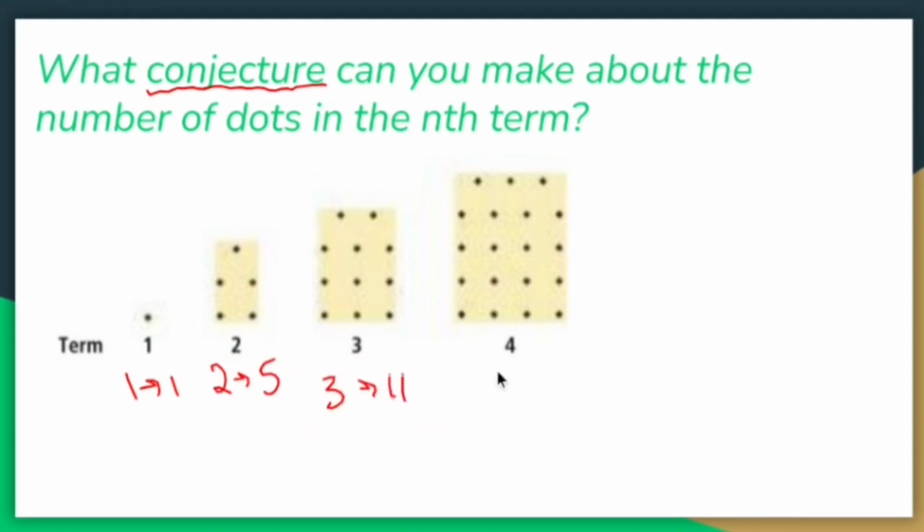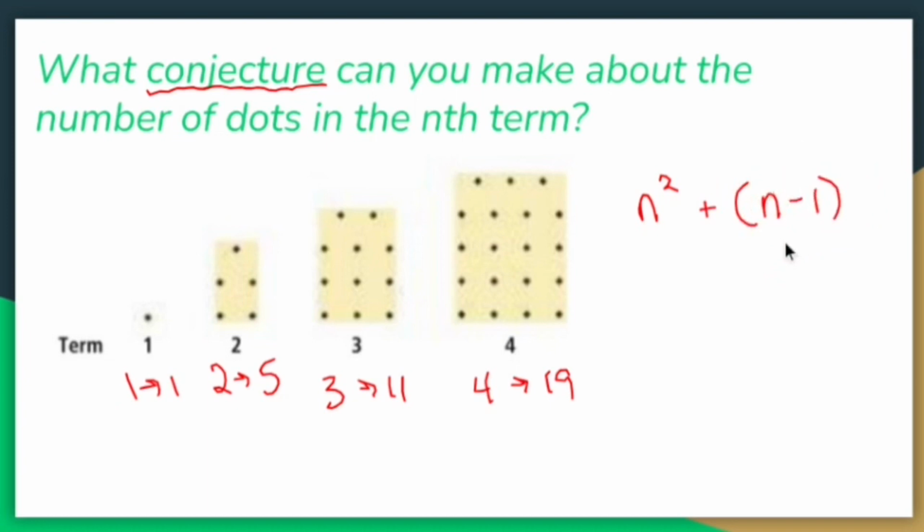Ugh, that's a terrible band. And 4 becomes 19. So what I immediately see is with 2, 3, and 4, it looks like I have 2 squared living here and I add 1. 3 squared, add 2. 4 squared, add 3. So that's how I'm going to approach it. I'm going to think my number term squared, and then I'm going to add the number less than that. So the way that we would show that is we would say plus n minus 1.